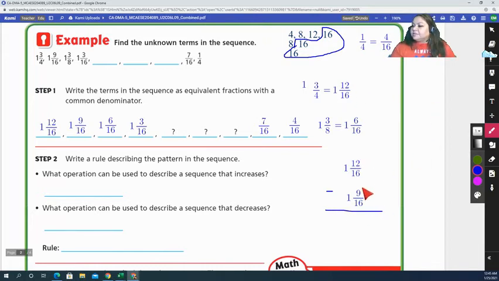Okay, so I'm going to subtract. And so 12 minus 9 is equal to 3. Remember, when you subtract fractions or add, you only subtract the numerator, not the denominator.